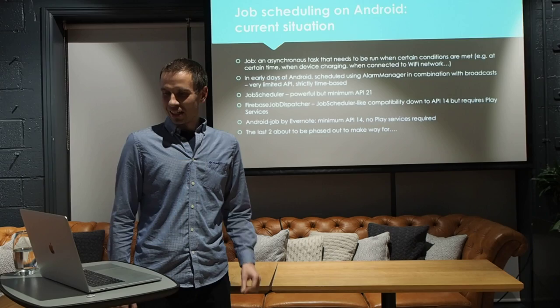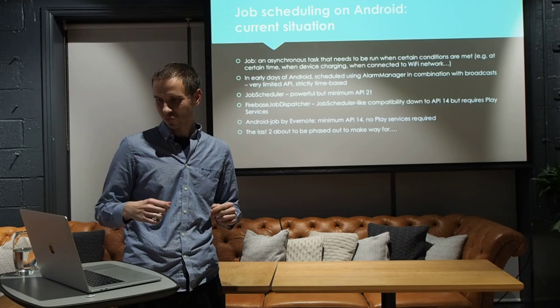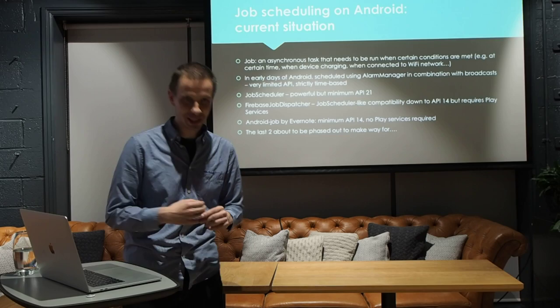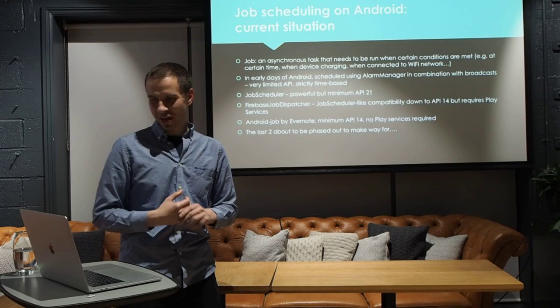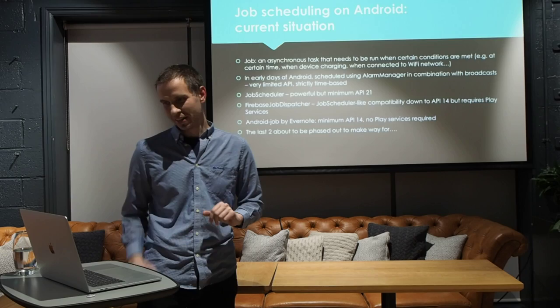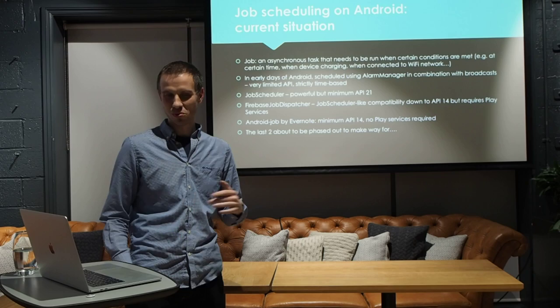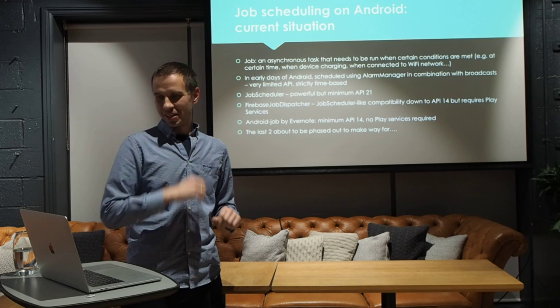There was another attempt by Google, in Google style, obviously, which was based on Firebase. This was called the Firebase Job Dispatcher, and it gave you the ability to schedule jobs all the way down to API 14, but you required Play Services, so another limitation there. And there was also an external library made by Evernote, which was probably the most flexible of all of those. No Play Services required, API 14.